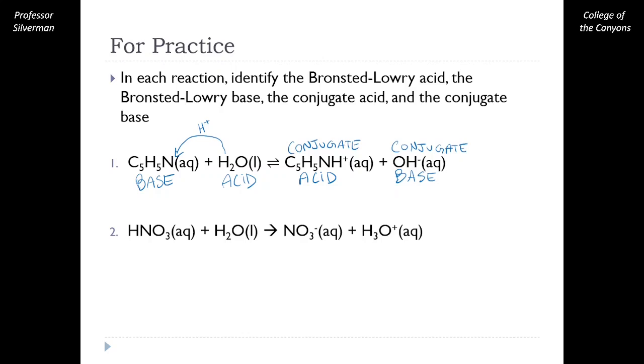We have one more problem here for practice. We'll leave that for you. Grab some paper, grab a pencil, try to write down that good answer.